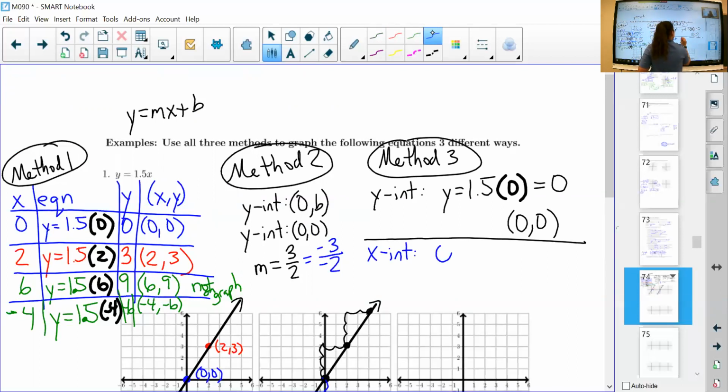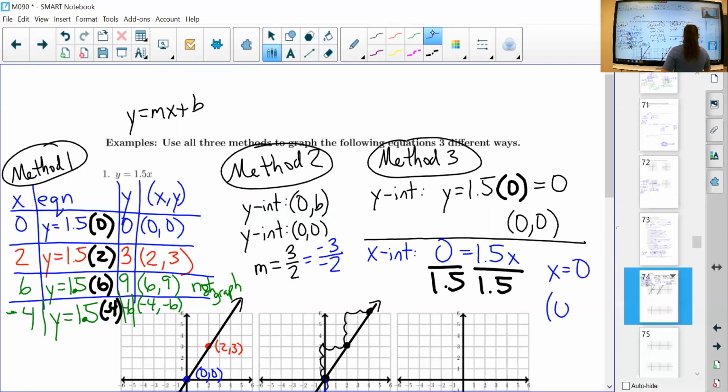I have 0, because that's what I'm plugging in for y now, equals 1.5x. I want x by itself, so I will divide by that 1.5. Could have turned it into fractions and done it that way too. Either way, we get x equals 0. So we have the point 0, 0. Same one. Now that's a problem.